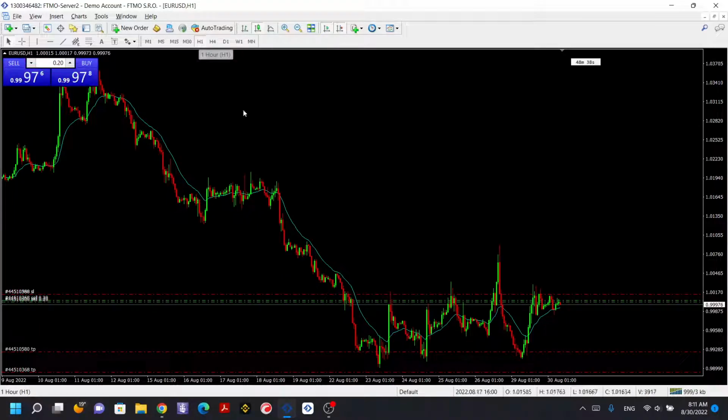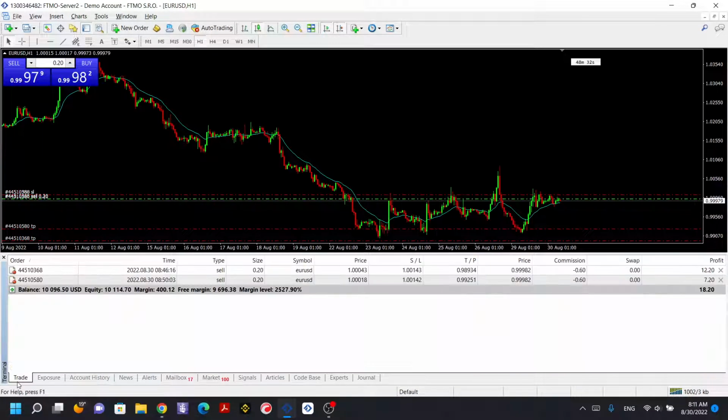This is the 1 hour time frame. My trade is in profit, $18 in profit. I lost 2 trades yesterday. I will post them also today.